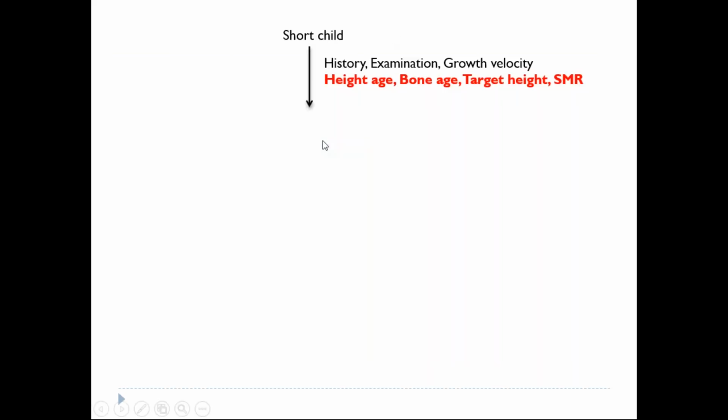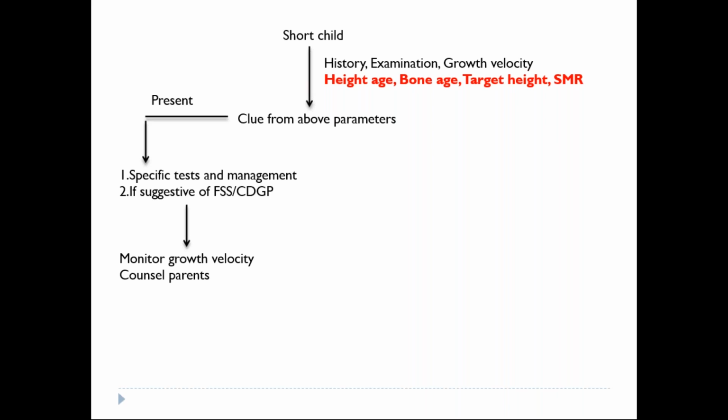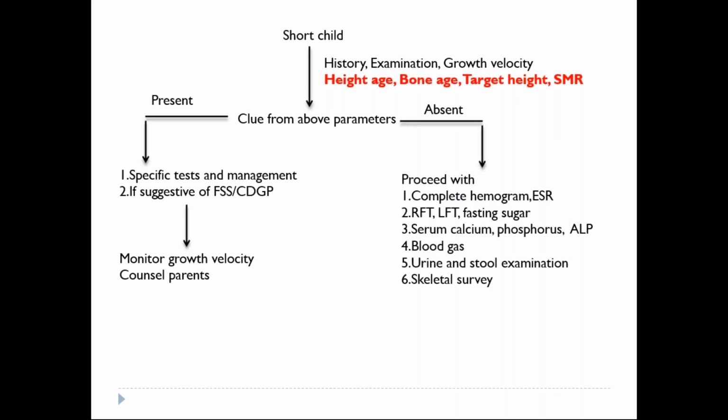Okay. I'll just see your questions after I complete my slide. So this is just an approach. Short child: do a history, do a physical examination, growth velocity, do height age, bone age, target height, SMR, to take a clue. Is it constitutional? Is it familial? Counsel the parents. If you don't think it's that, then go with your workup.